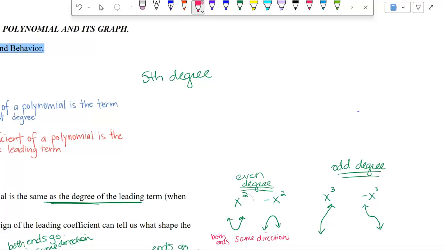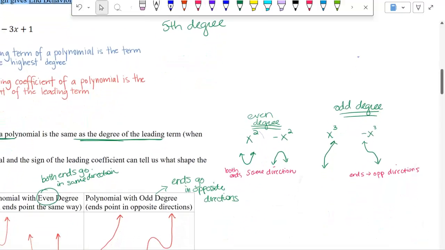Now, if we look at our odd degree, remember we learned about x cubed, and we said it kind of looked like a snake. Looking at this graph going from left to right, we see that it's positive, it's increasing. Now, if we had negative x cubed, we're just going to reflect that. Instead of going up from left to right, our graph is actually going down. So it just flips. Now I want you to see here that the ends are going in opposite directions. And we'll talk about this a little bit more when we get to this chart over here to the left.